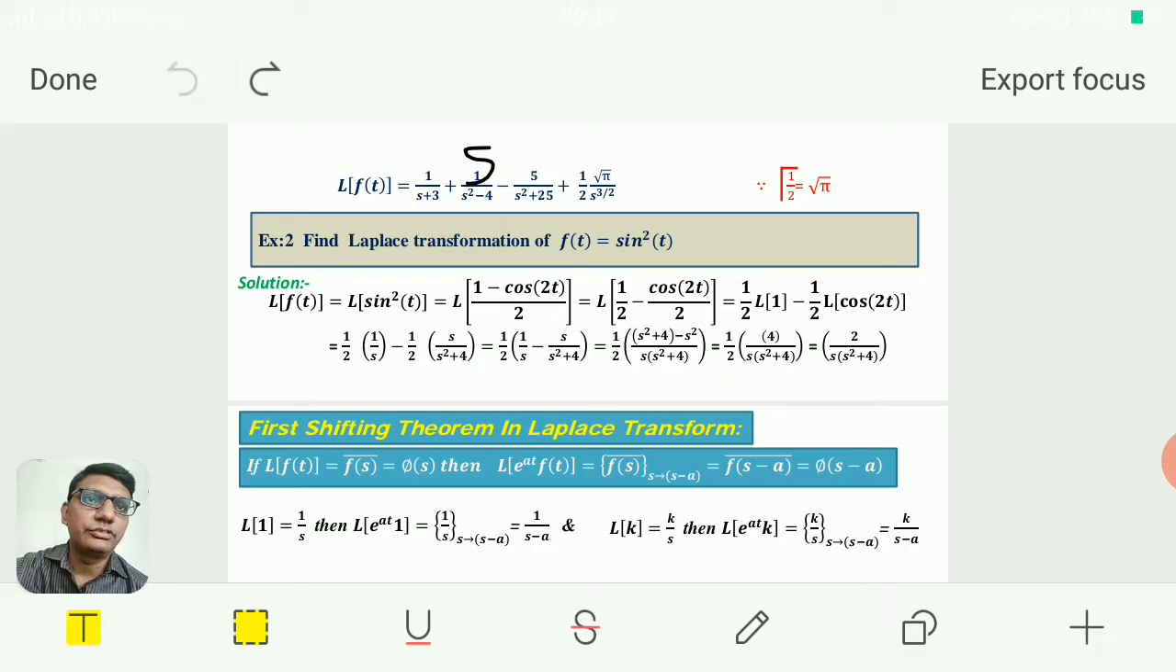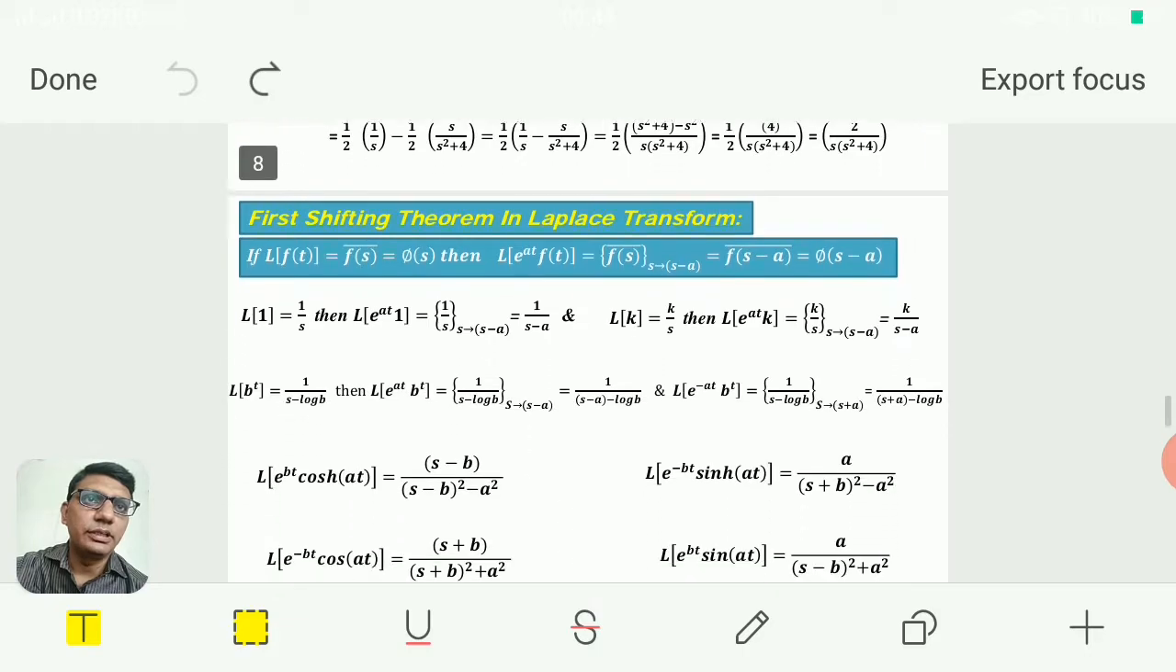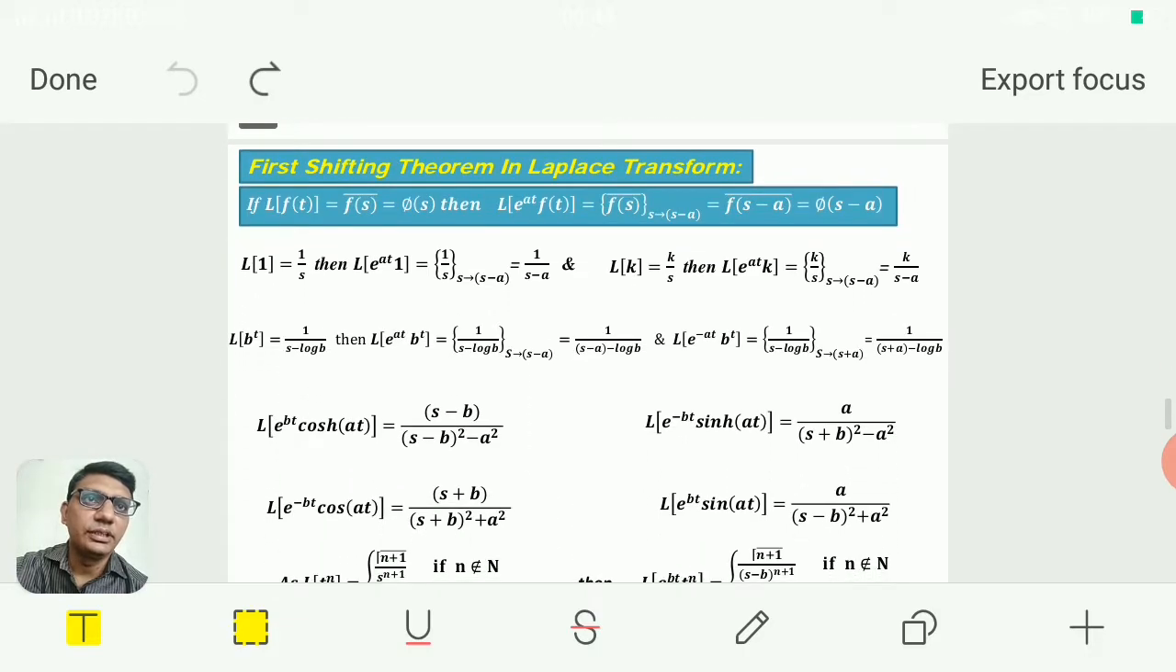Now we will discuss the first shifting theorem in Laplace transformation. First of all, what is the first shifting theorem? We will understand it properly, then we discuss examples of the first shifting theorem.